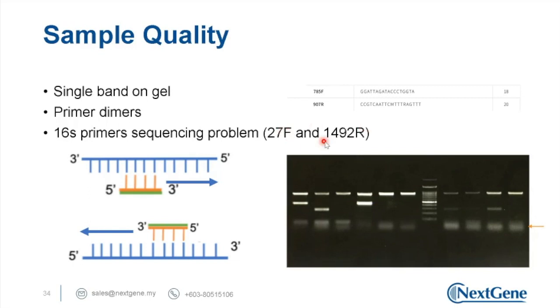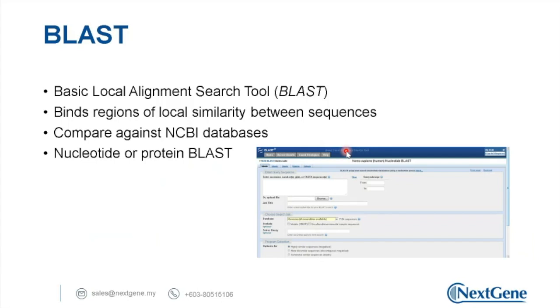Sometimes the reaction problem in this sequencing might be caused by the binding of 27F to the PCR product. That's why the alternative is to use a different sequencing primer for the product of 27 and 1492. After we get the sequencing result, a lot of times we just need to check the sequence accuracy. Confirm the sequence by using the BLAST tool from NCBI, which finds regions of local similarity between sequences and compares them to the database, either nucleotide or protein.